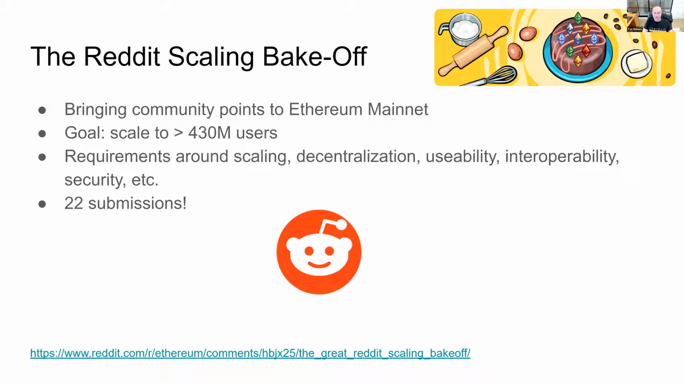So one example of a decision process is the Reddit scaling bake-off that happened a couple of months ago. Reddit has this thing called community points, which certain subreddits offer to their participants. And they want to make these community points available on Ethereum mainnet so that people can do interesting things with them, perhaps even involving them in DeFi in some ways. So they want to scale this up to support their 430 million user base. And they have certain requirements around scaling, decentralization, usability, interoperability, and security.